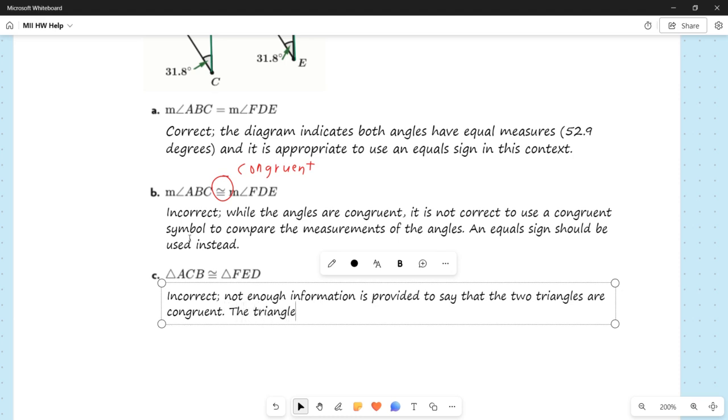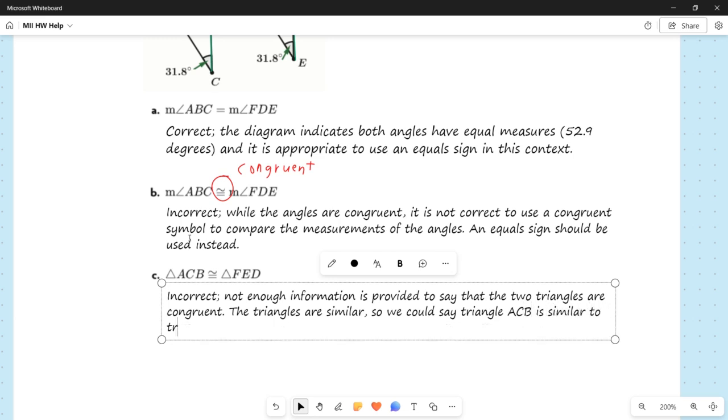Now, the triangles are similar. If you have two triangles and all of the angle measurements are the same, it does mean that they are similar. So we could say triangle ACB is similar to triangle FED. But there's not enough information for us to say that they are congruent.